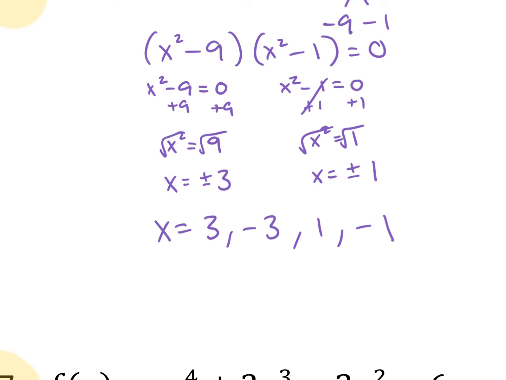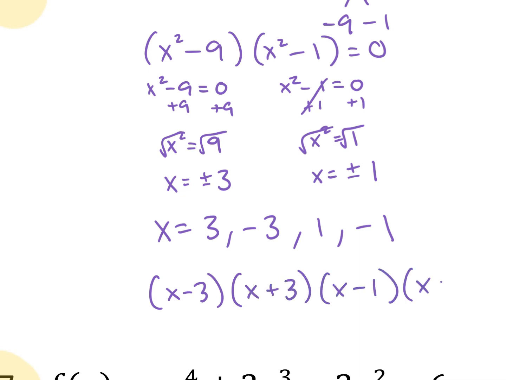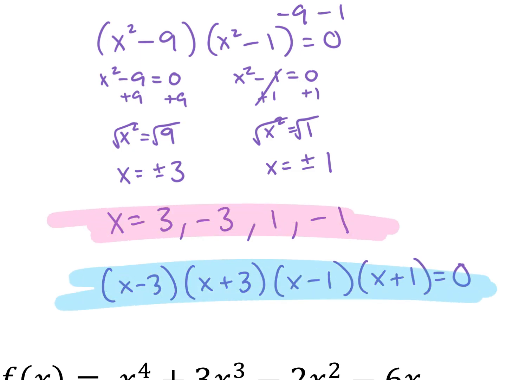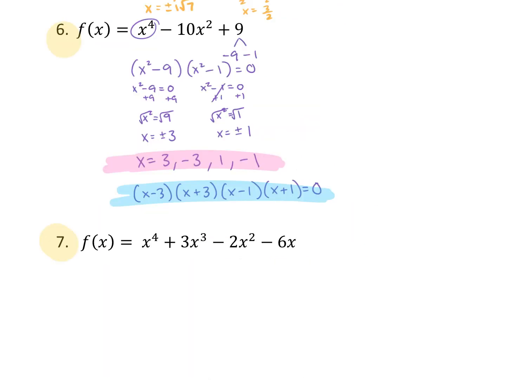And to write it in my linear factorization that's irreducible over the reals, I don't have to worry about it here because I don't have any i's. So I would just say x minus 3, x plus 3, x minus 1, and x plus 1 equals 0. So these are my two answers. You have to write it like that, or does it matter? Let's look at 7.